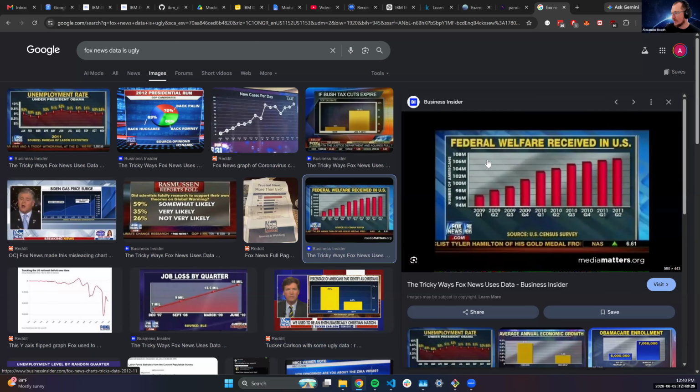Yeah, you'll see that in this one too. Federal welfare received in the USA. This is another bar chart going from 2009 to 2011. And if I just look at this, I'm like, oh my God, what a crazy graph, right? This last bar is like 3 times bigger than this one, right? That's huge. This is a tiny bar compared to this really tall one, right? So from 2009 to 2011, you're like, oh my God, did we triple our welfare? And then it's like, no, of course we didn't. We went from 94 to 108, right?